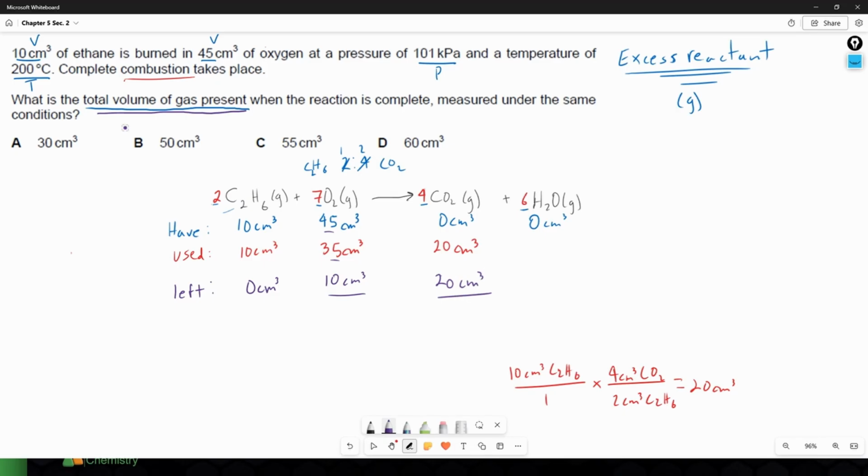Now, we're almost there because that's not the only gas being created, right? Water is also being created. Now, for water, we have a different ratio. 2 cubic centimeters of ethane, C2H6.